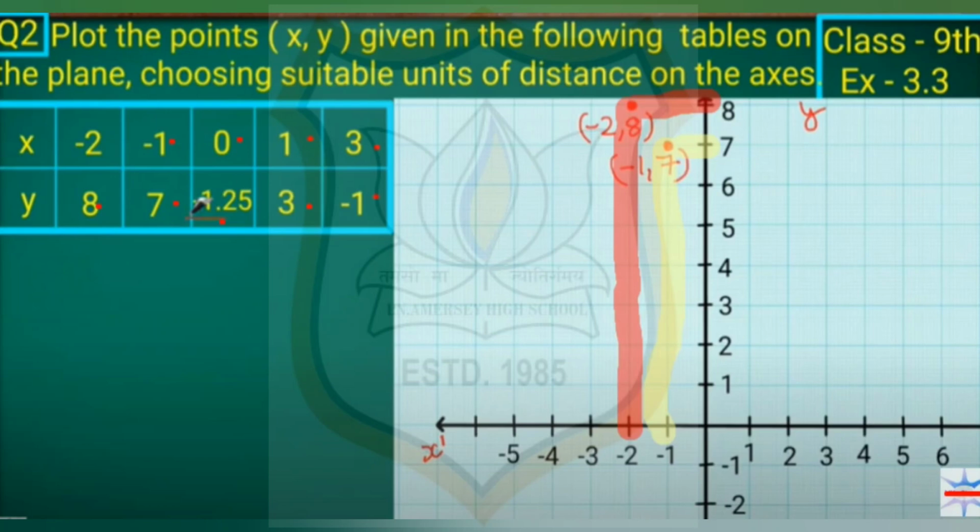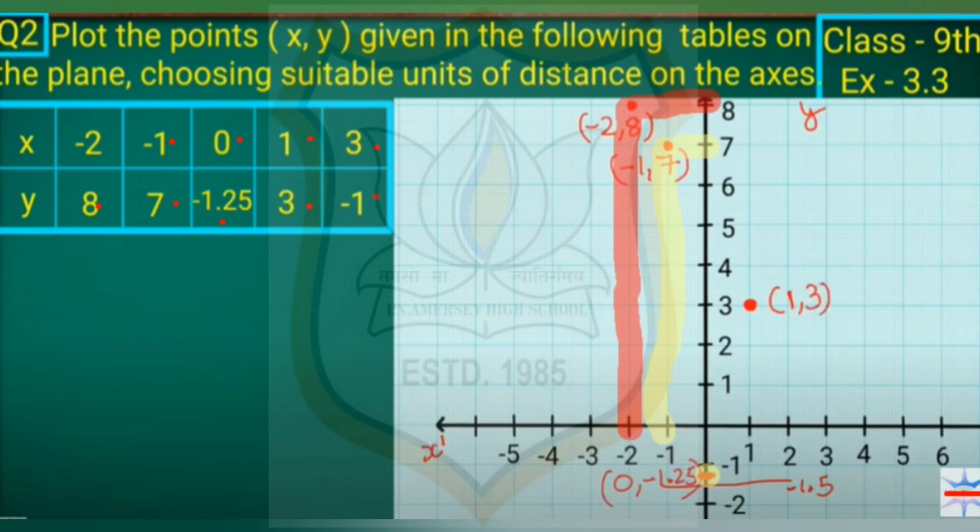In the same way we plot 0 comma minus 1.25. This is 0 on the x-axis and minus 1.25 on the y-axis. This is below minus 1, meaning we have 5 parts between minus 1 and minus 2. We can plot at the second part, or if we have 10 parts, at the third part, or in between the third and second part.